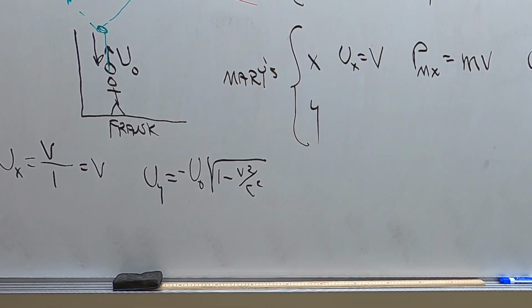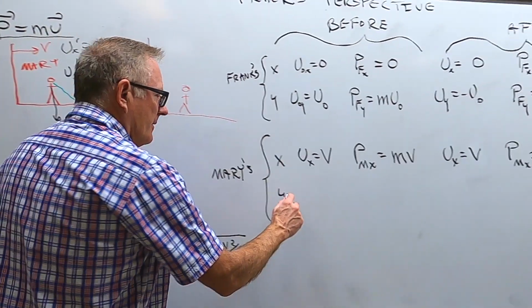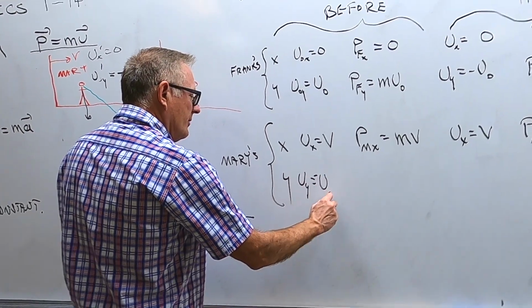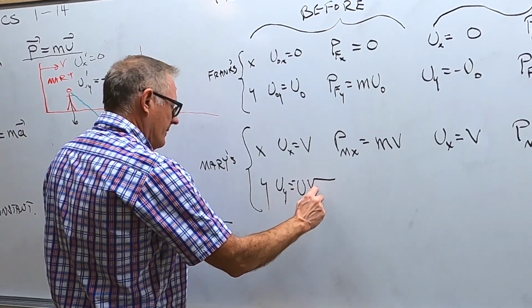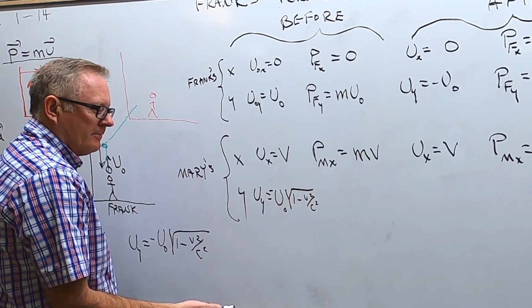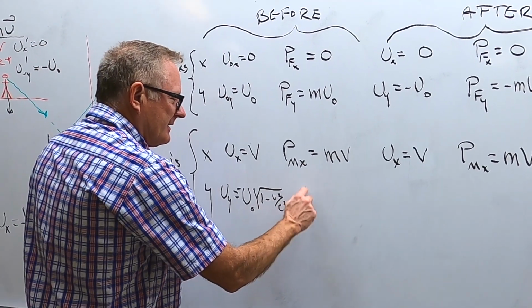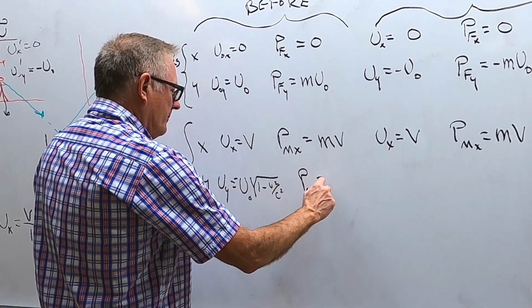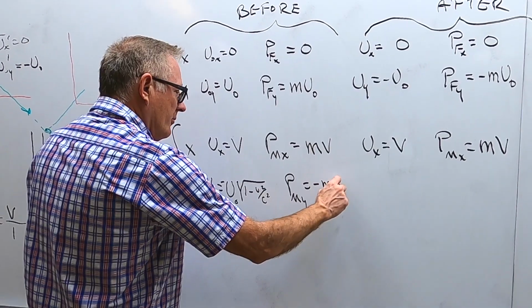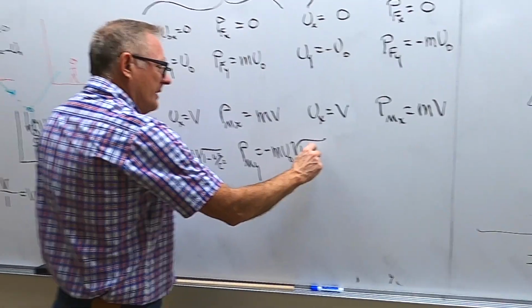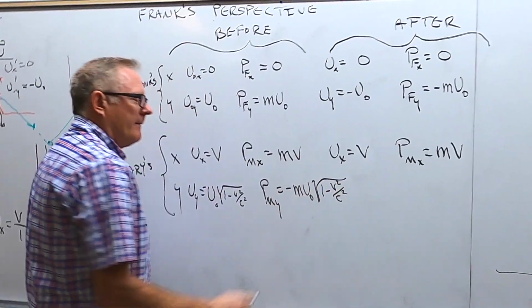Okay, so that is the speed right there. So uy is equal to minus u naught times the square root of 1 minus v squared over c squared. The momentum would just be m times this, so the momentum of Mary in the y would be minus m u naught times the square root of 1 minus v squared over c squared.